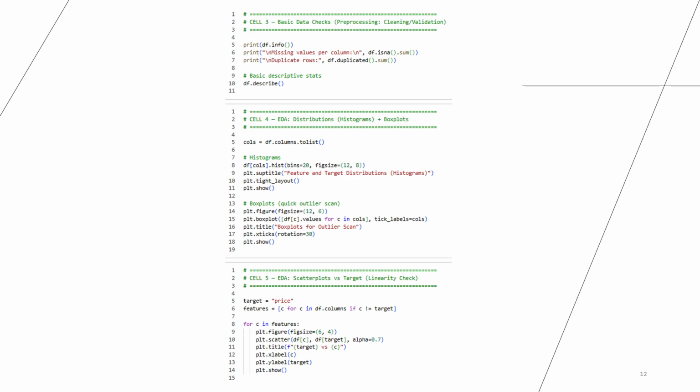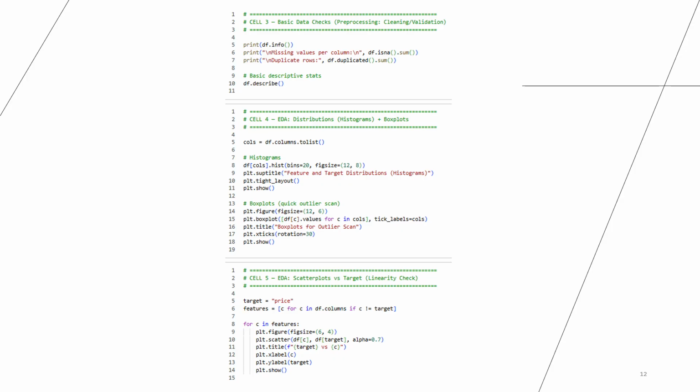After these checks, we use df.describe to generate basic descriptive statistics. This summary provides useful information such as the mean, standard deviation, minimum values, maximum values, and percentiles for each numerical variable. These statistics help us quickly understand the general scale and distribution of the features in the dataset.